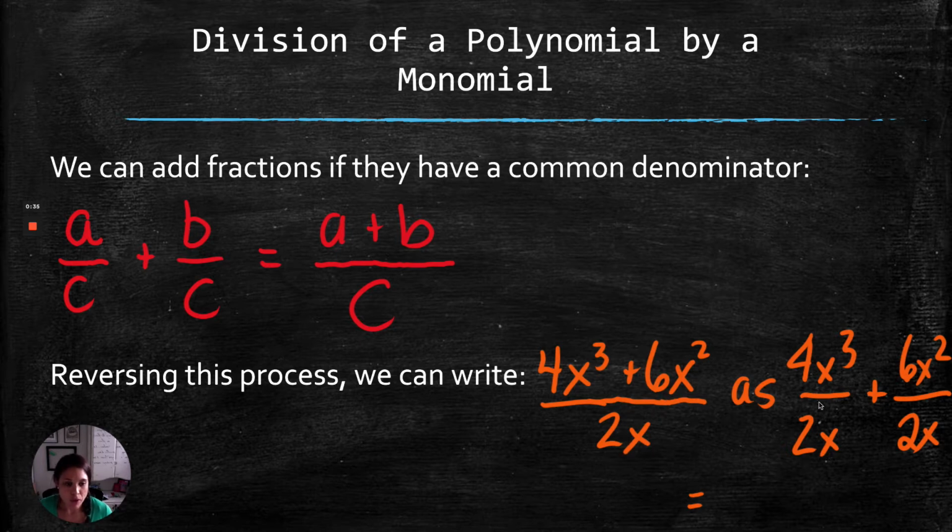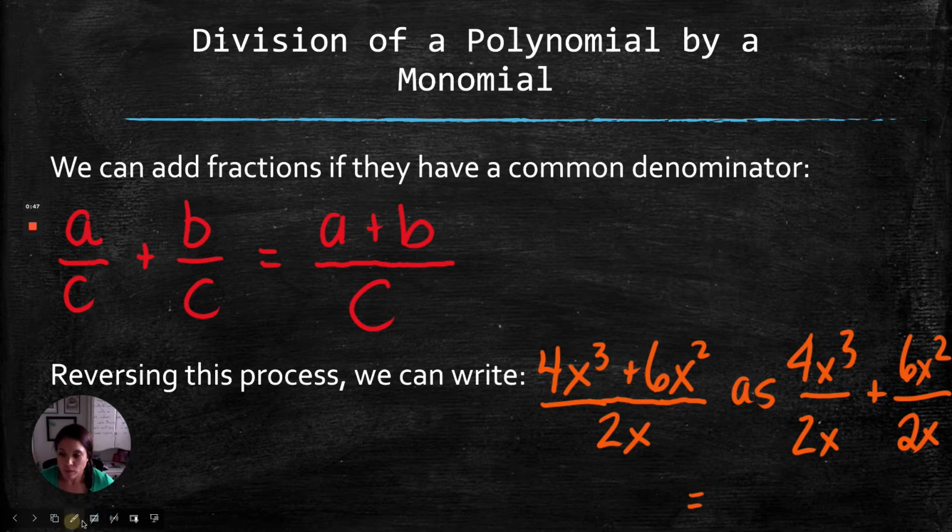So you can separate this into 4x cubed divided by 2x plus 6x squared over 2x, and then simplify from there. And when you simplify, you will get 2 divided by 2 is 1. 2 goes into 4 2 times, and so we get 2, and then x cubed divided by x, that's x to the 3 minus 1, would be x squared.